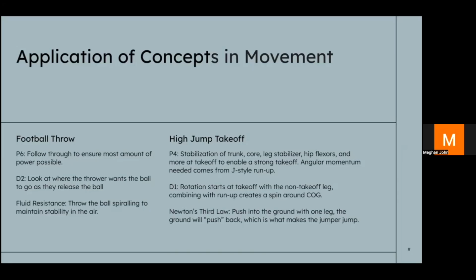The principle here is Newton's third law, which states that for every action, there's an equal and opposite reaction. High jumpers use this when they take off by pushing down on the ground to jump. When you jump, you push down on the ground and the ground pushes you back, which lifts you up in the air. In high jump, the non-rotating leg is pushed down into the ground, and the more force they're able to put into the ground, the more it will give back and the higher the jumper will go.